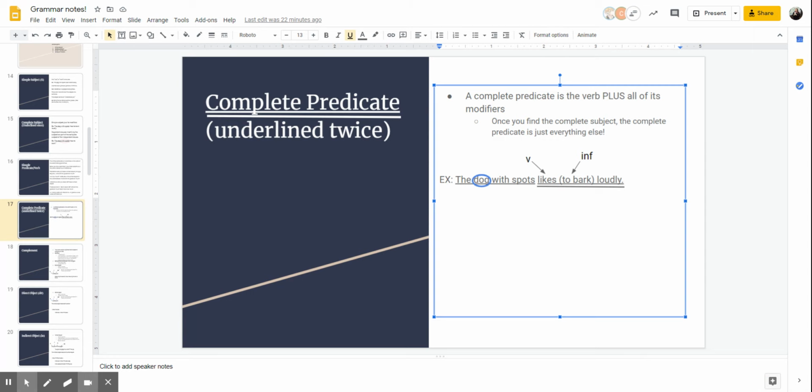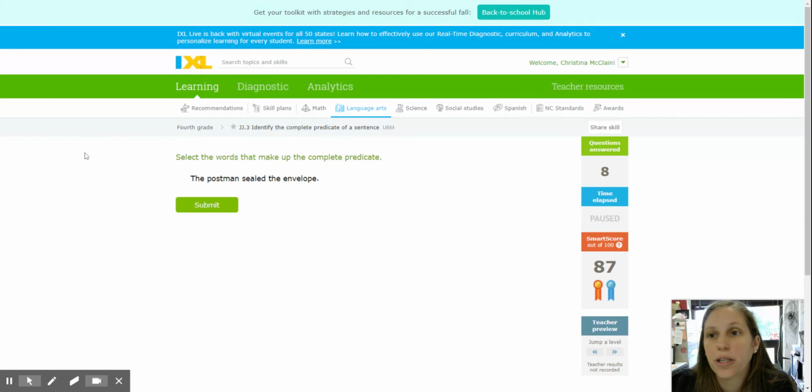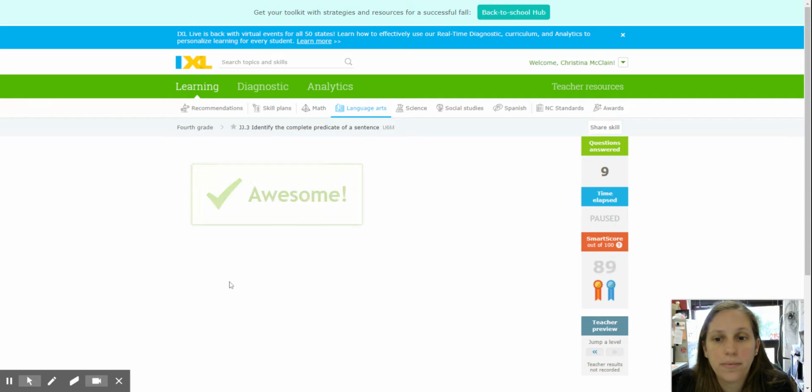So here we're going to be looking at a little bit of IXL, and we're going to look at the complete predicate of a sentence first, because that's a little bit easier, and then we'll talk about transitive and intransitive. Okay, the postman sealed the envelope, right? So the action here is sealed. What did he seal? The envelope.